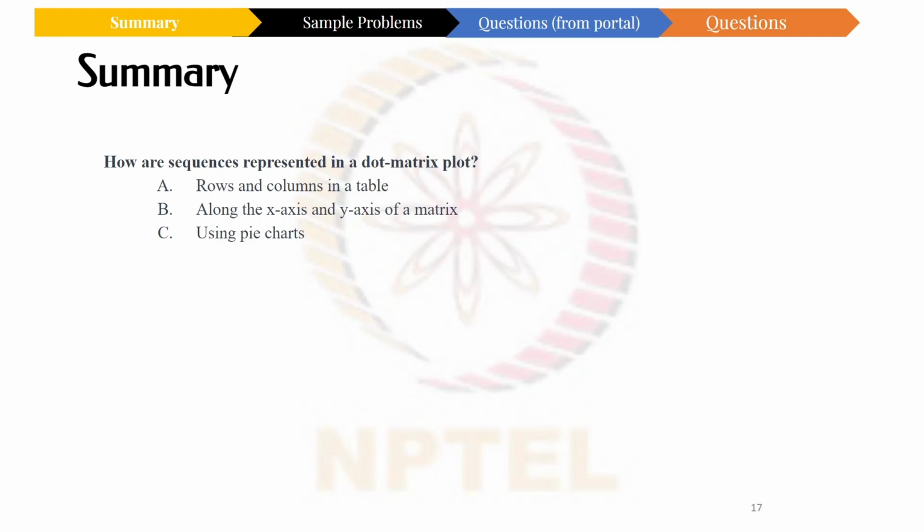As I explained before, to construct a dot matrix plot, two sequences are represented along the x and y axis of a two-dimensional matrix. So it's not a table, it's a plot. A plot has x and y axis. So the answer is B, along the x and y axis of a matrix.